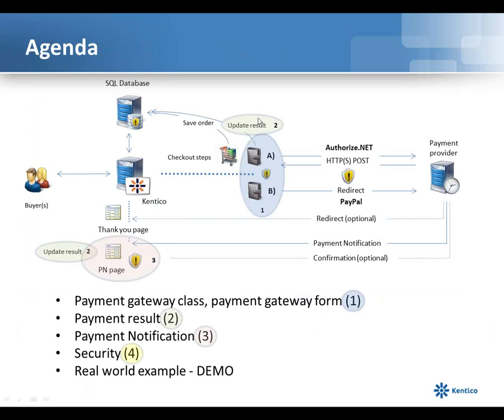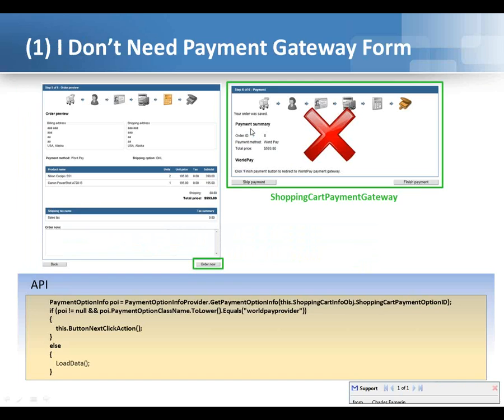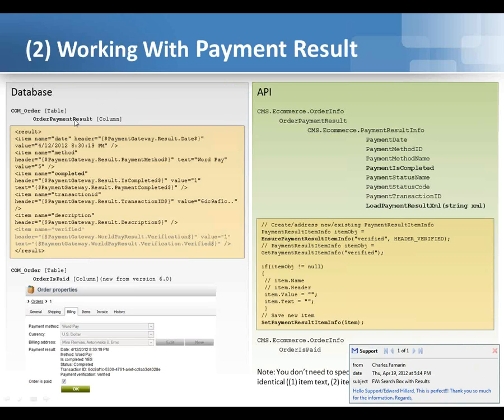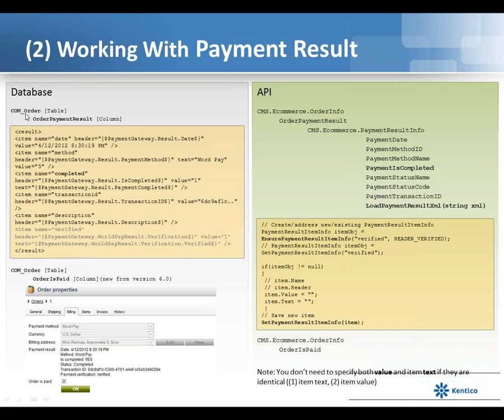So as we've seen on this screen, or on this scheme here, we can update the payment result directly from our payment gateway, or we can update it from our payment notification page. Depends on the implementation. There might be some other cases, but let's talk about how to do that. So in Kentico, the payment result is stored within the order table. There is a CMS_Order table where one of those columns is called order payment result. What we are storing in this table is an XML representation of the payment result.